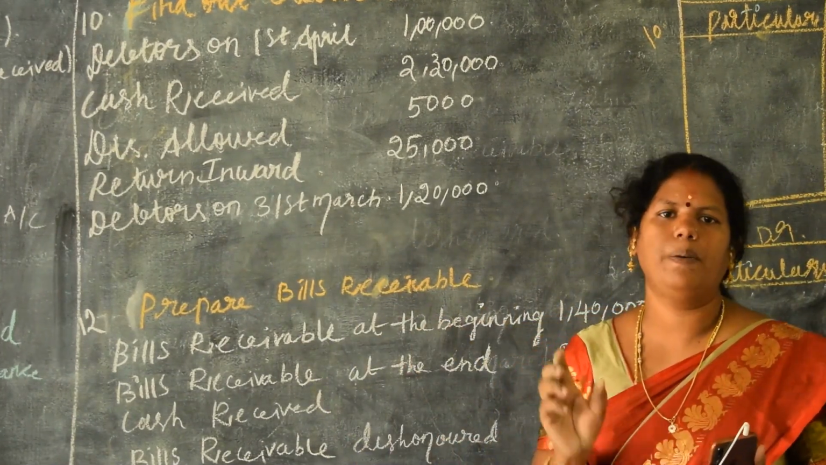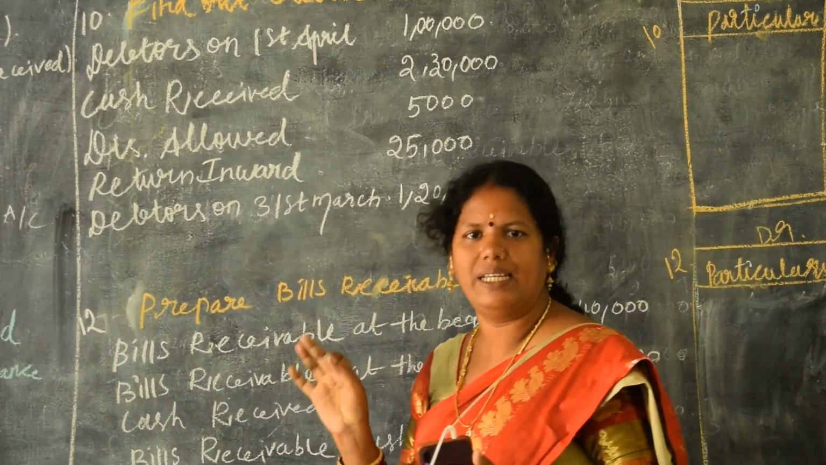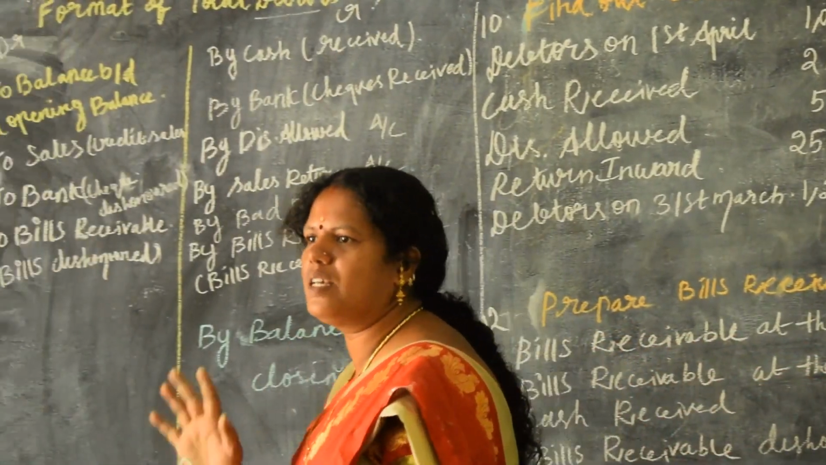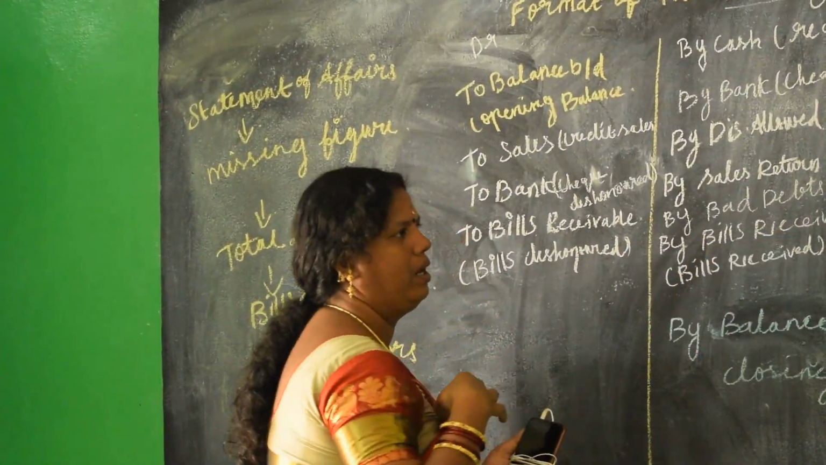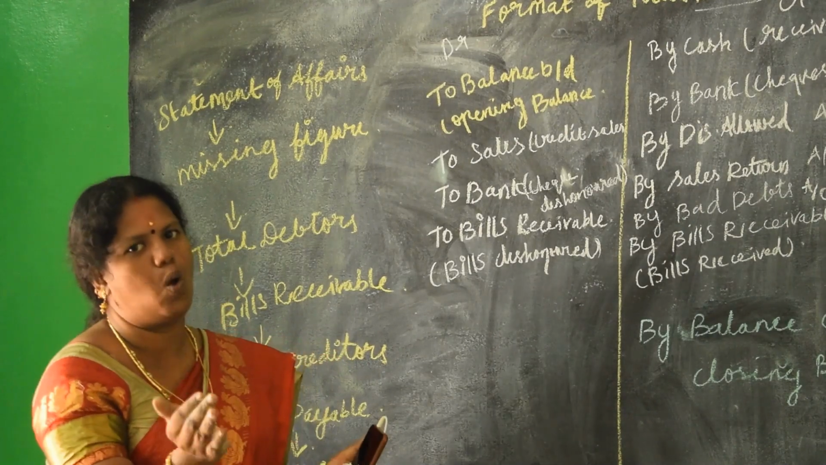So that is called the bills receivable. It is in the form of money. He accepts to make a payment to the creditor. That is a bills receivable. If he is making a payment, that is called a bills payable.